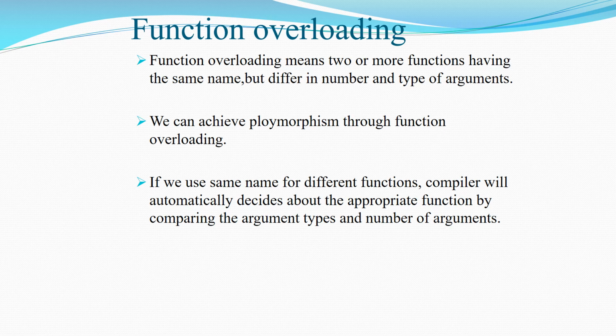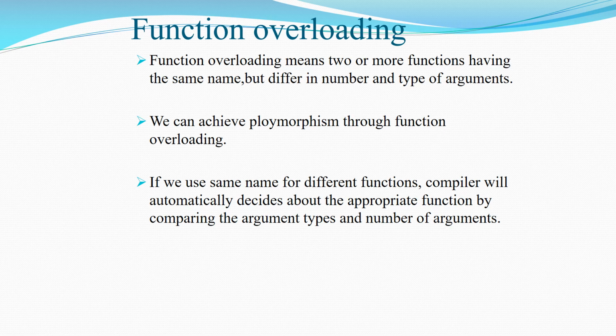It is only through these differences that the compiler can differentiate between the two overloaded functions. We can achieve polymorphism through function overloading. If we use the same name for different functions, the compiler will automatically decide the appropriate function by comparing the argument types and the number of arguments.